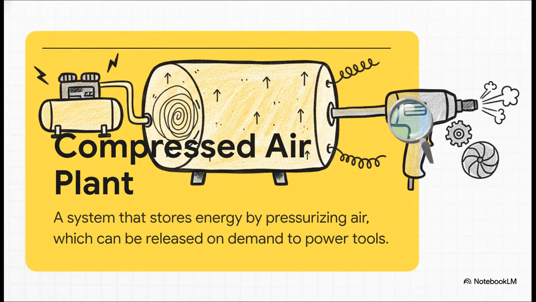And finally, in this group, we have the compressed air plant. Now, this one is a little different. It's not really about generating power from scratch, but about storing it. You use electricity to run a massive compressor, packing air into a tank at super high pressure. Then, later, you can release that air to power tools or machinery. It's basically a mechanical battery, just waiting to unleash all that stored energy whenever you need it.